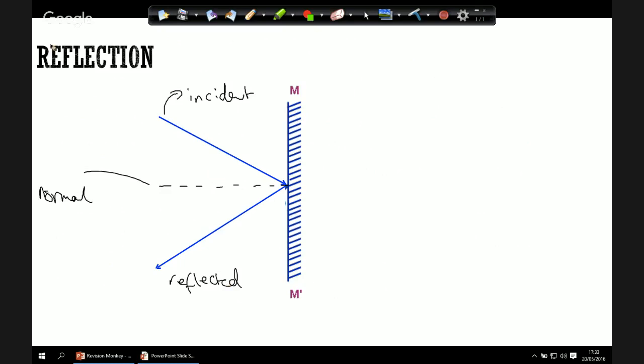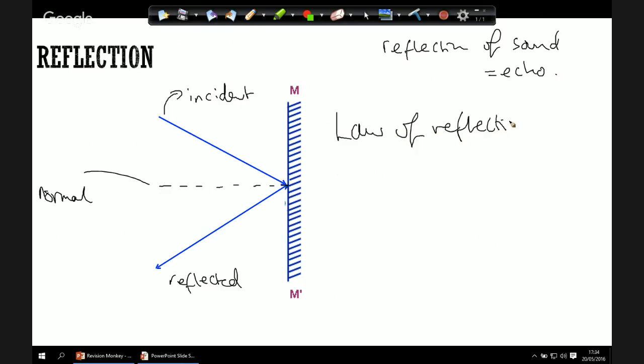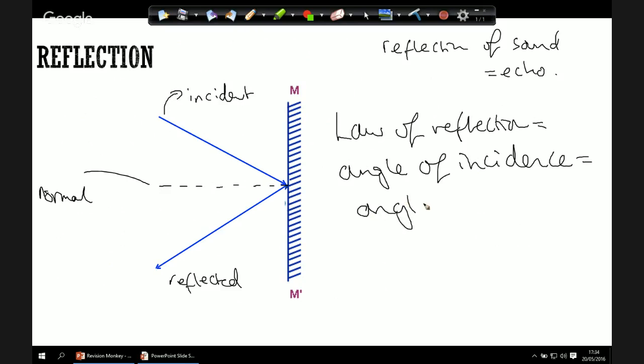So both transverse and longitudinal waves do reflection. For example, the reflection of sounds is an echo. Okay, and we know a really important thing about reflection, and that is the law of reflection. And that is that the angle of incidence equals the angle of reflection.